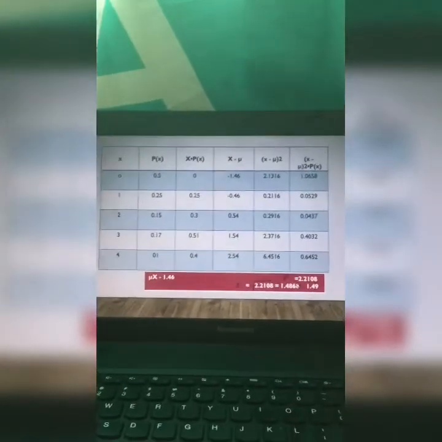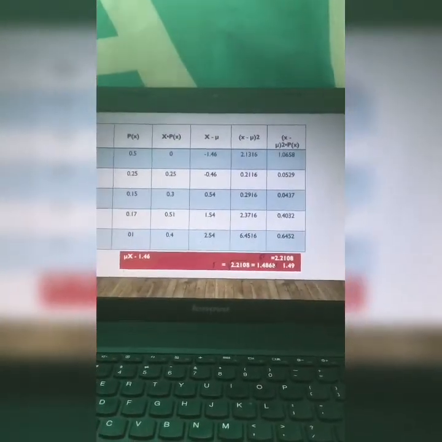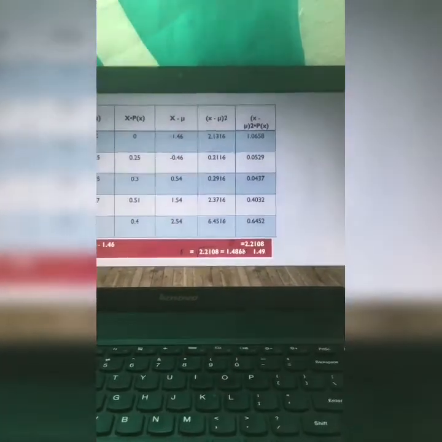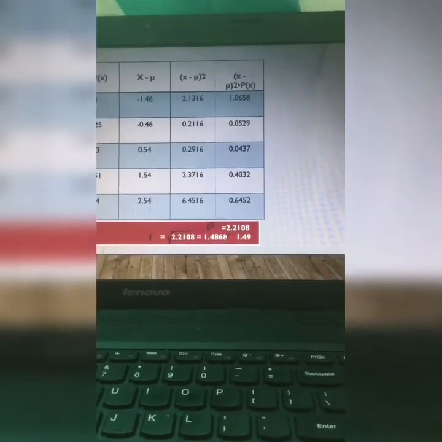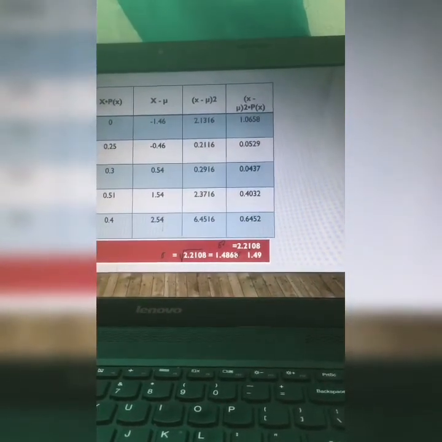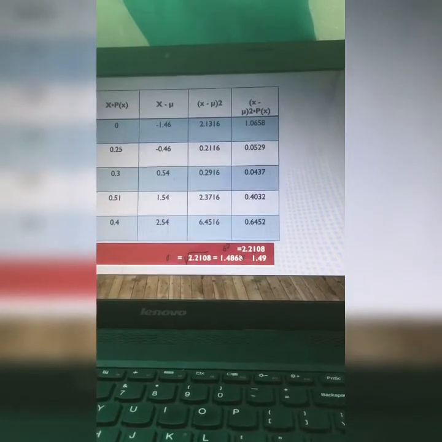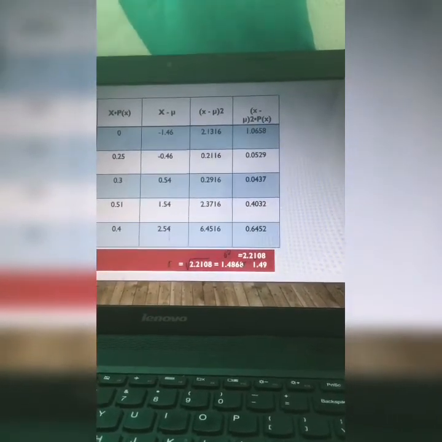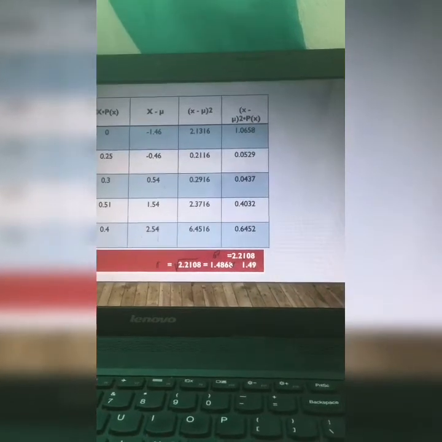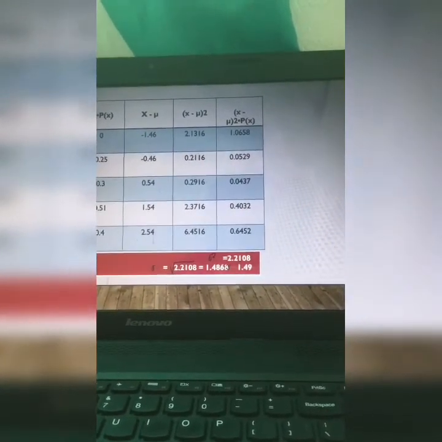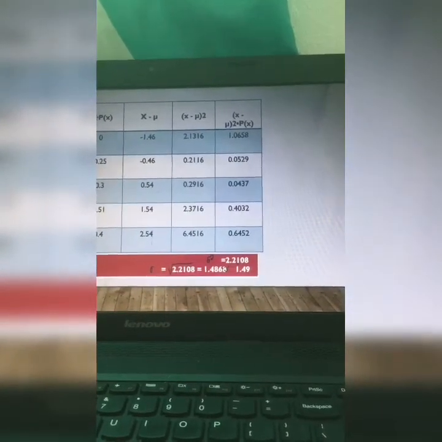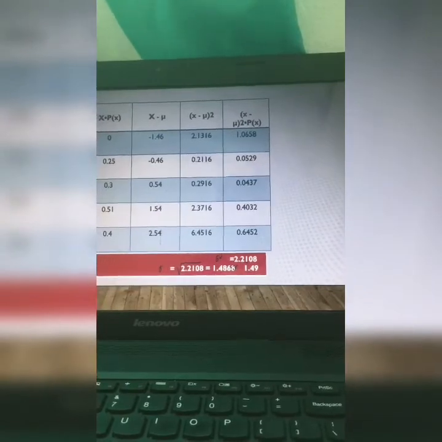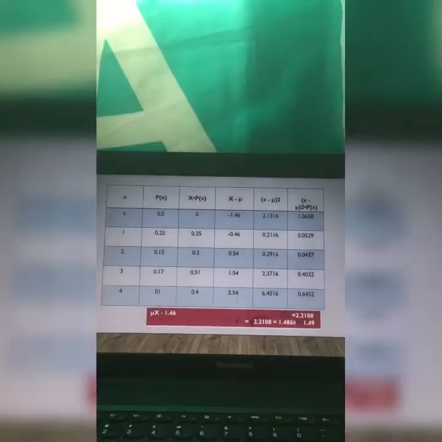0.6452. And now for our last procedure, which is getting a standard variation, which is 1.49, we just only squared our final answer for our variance, which is 2.2108. And if we squared that, our answer will be 1.4868. But for our final answer, we only have 2 decimal points, and that's why we will round up also our final answer, which is 1.48 into 1.49. That's our final answer for this table.